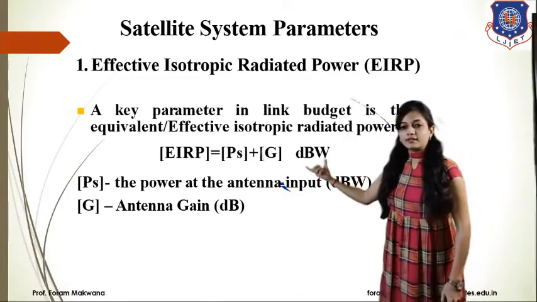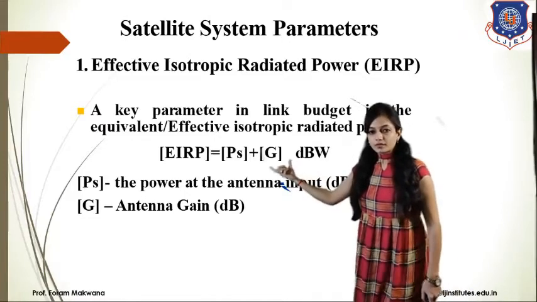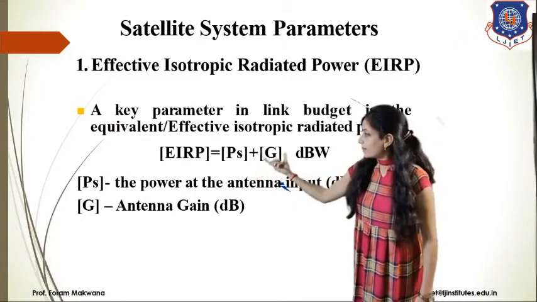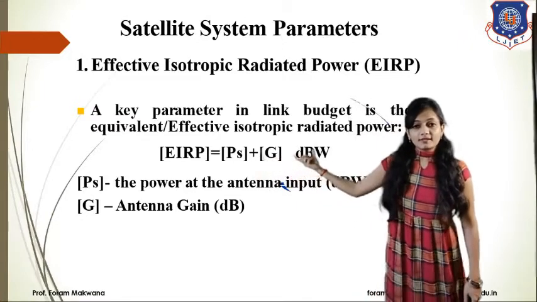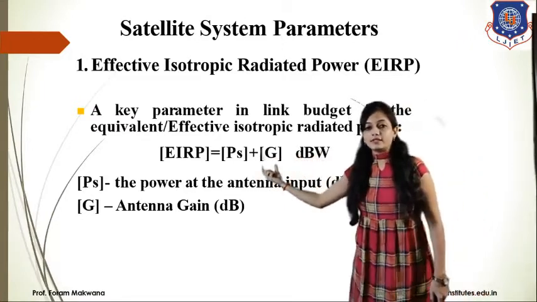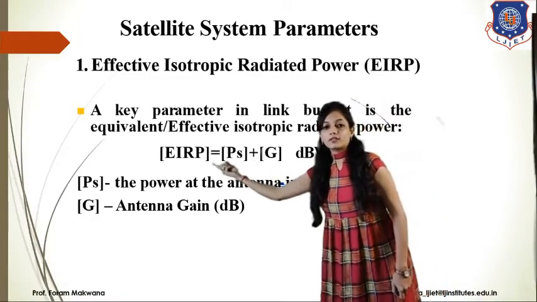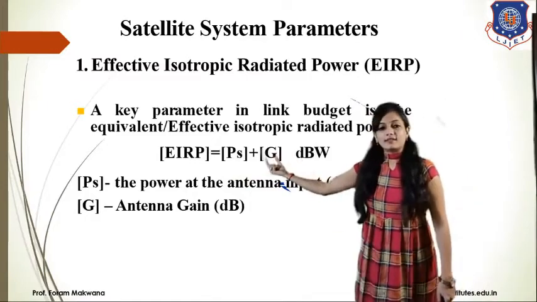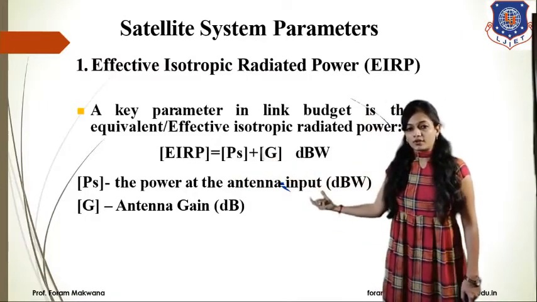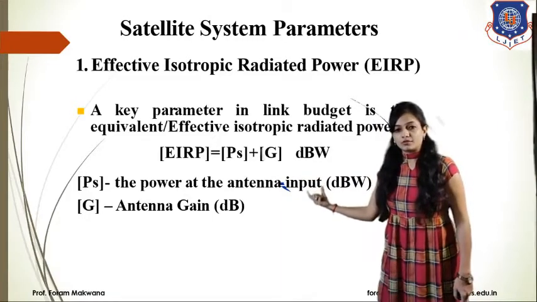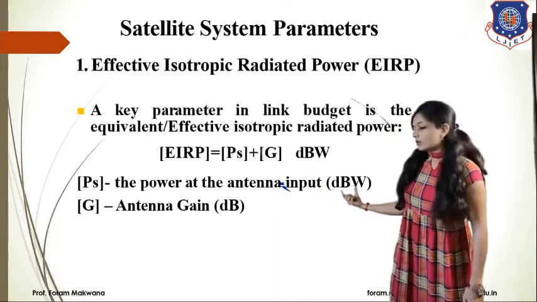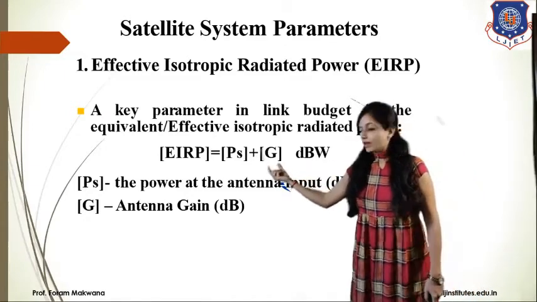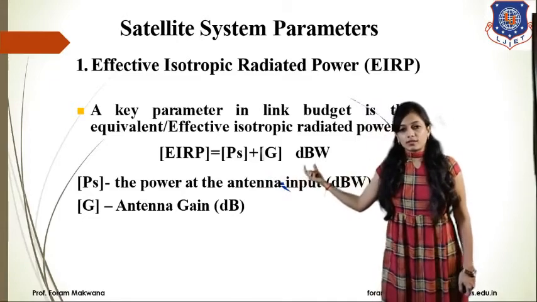If I want to represent this term in dB, so EIRP in square bracket, what does it represent? It represents this quantity, this quantity, this quantity and this quantity in decibel, right? So PS, that is my source power, or you can say power at the antenna input, which is in dBW. Why? Because it is represented in dB. Plus gain. Why have I placed a plus over here?